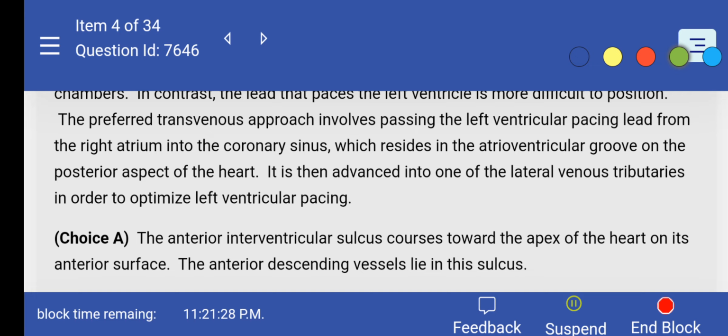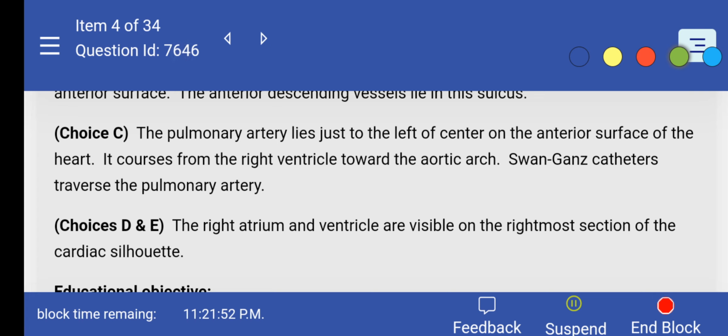Why not option A? The inferior interventricular sulcus courses toward the apex of the heart on its inferior surface, and that would carry inferior descending vessels like LAD, right? Left anterior descending artery. Why not option C? The pulmonary artery lies just to the left of the center on the anterior surface of the heart. It courses from the right ventricle toward the aortic arch.